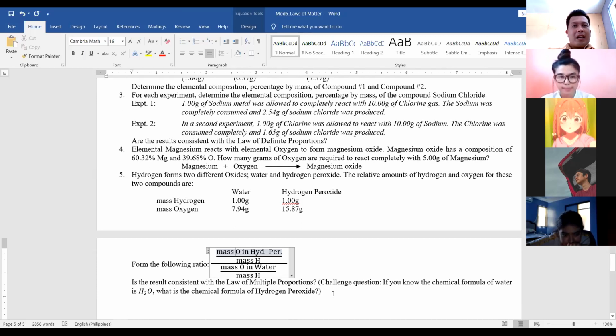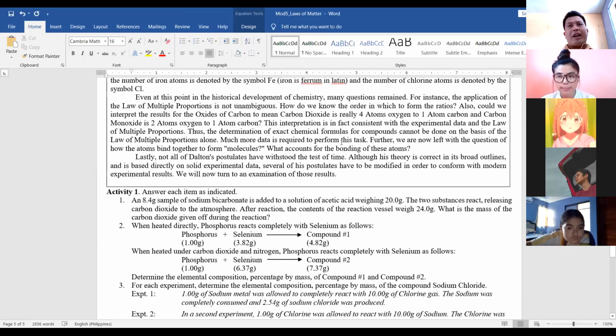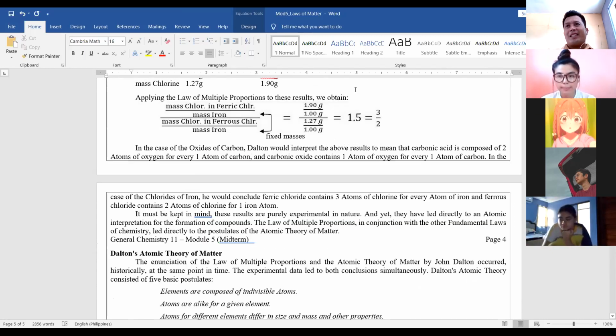What is the formula for hydrogen peroxide? That is a famous formula, and I hope you can find that on the internet, because I do believe you'll just simply search that on the internet.